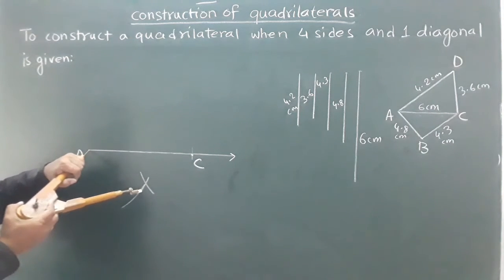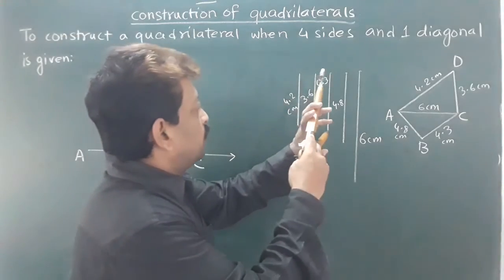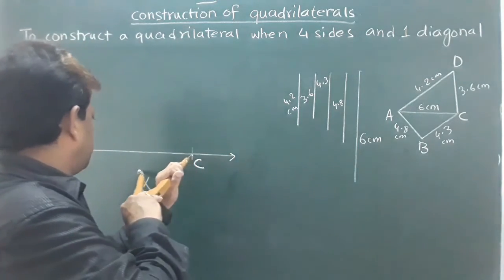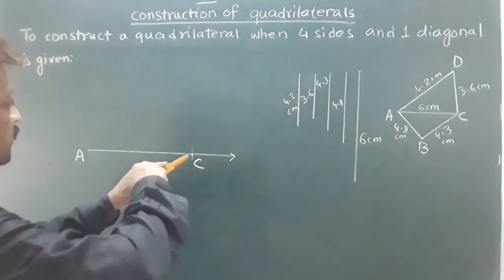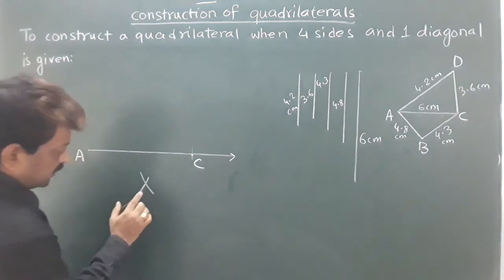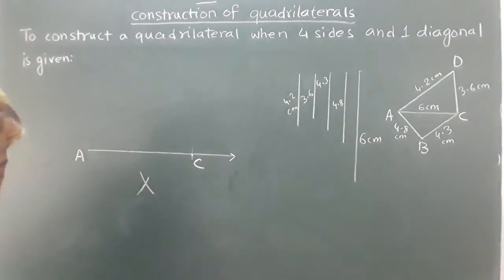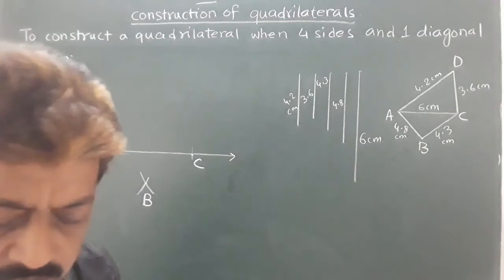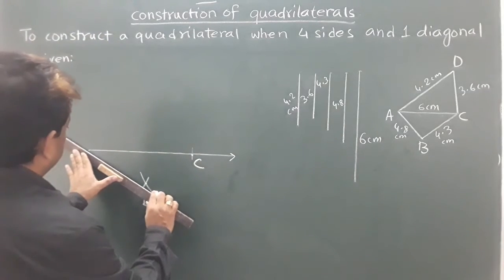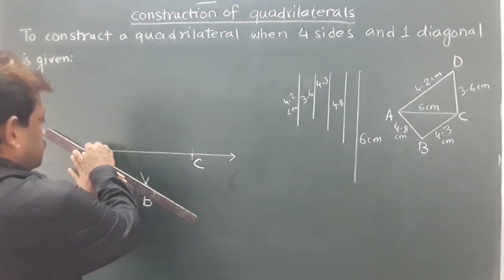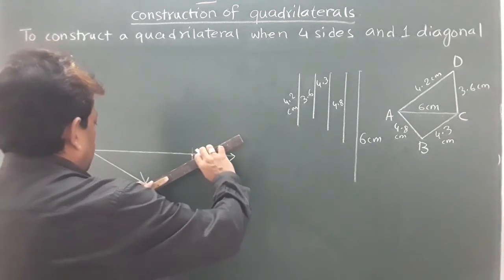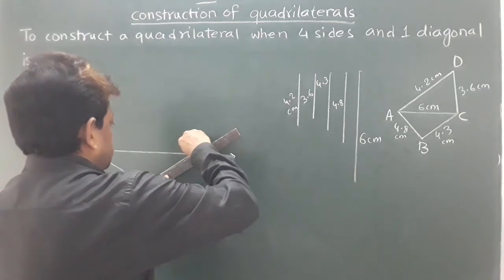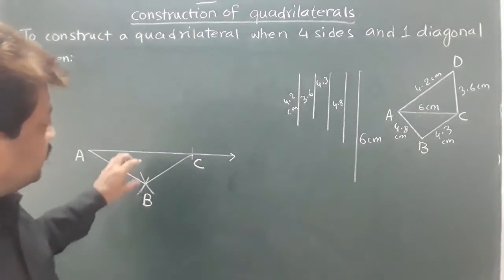So this is AB and 4.3 is CB. Both these arcs drawn from A and C meet at this point. So this point is B. Now join AB and BC. This is AB and this is BC. Okay, so one triangle is completed.